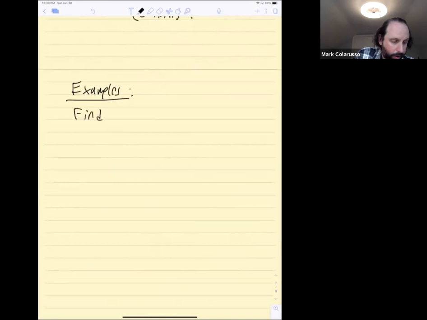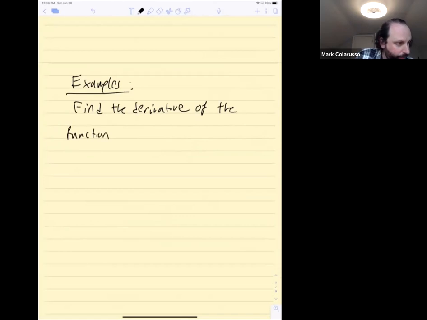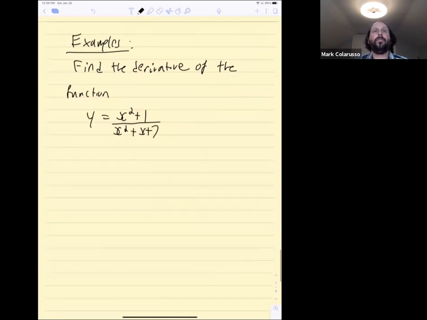Find the derivative of the function y equals x squared plus 1 all over x squared plus x plus 7. That's the guy.